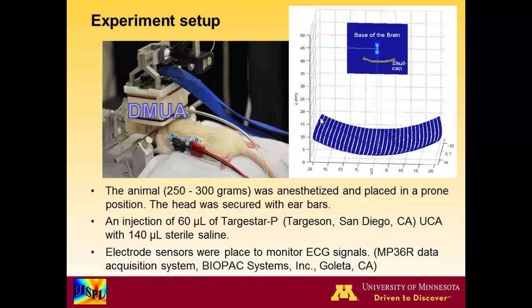So this is our experiment setup. This is our DMUA transducer, and the rat is laid down on the platform under anesthesia. Here we use the ear bar to suture the head, to minimize the motion effect. We use the Targestar-P from Targestar, California, and the dose is about 60 microliters of contrast agent with 140 microliters of sterile saline. At the same time, we monitor the ECG signals to make sure the animal is safe during the experiment.